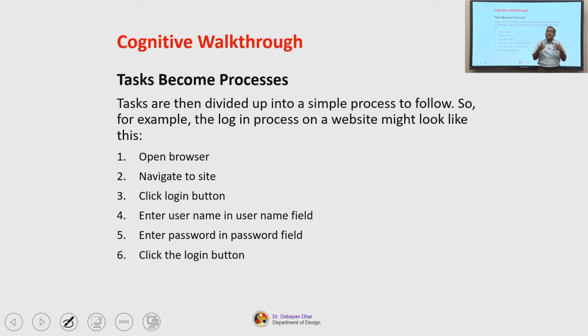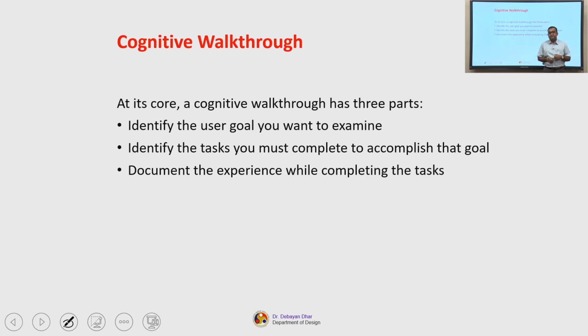Tasks become the central focus during a cognitive walkthrough. They become the process. Tasks are then divided into simple processes to follow. So, for example, the login process on a website might look like this. You open the browser, you navigate to the site, you click the login button, enter your username in the username field, enter your password in the password field, and click the login button.